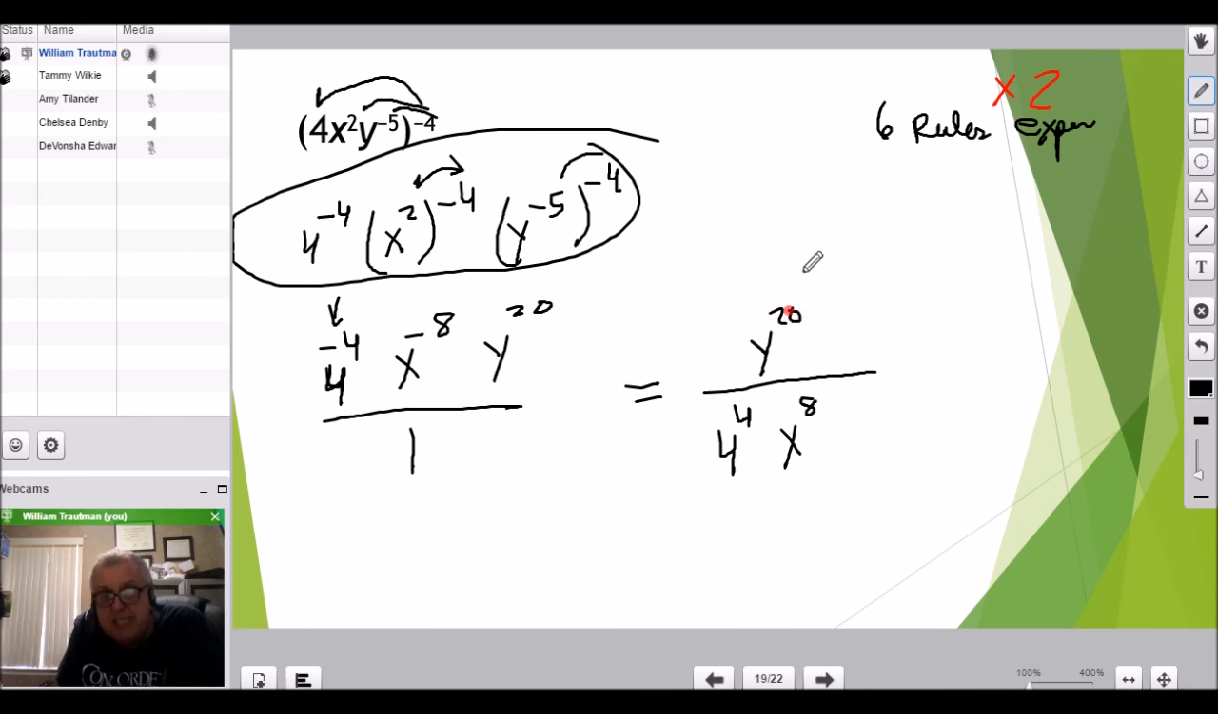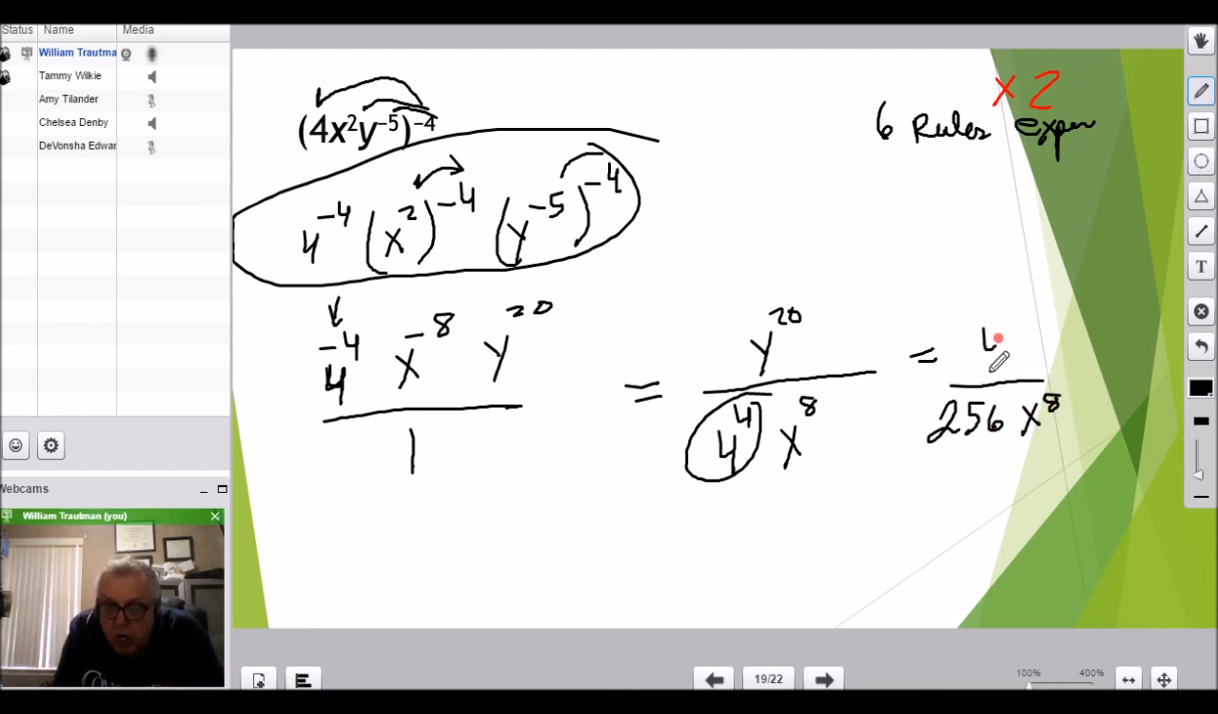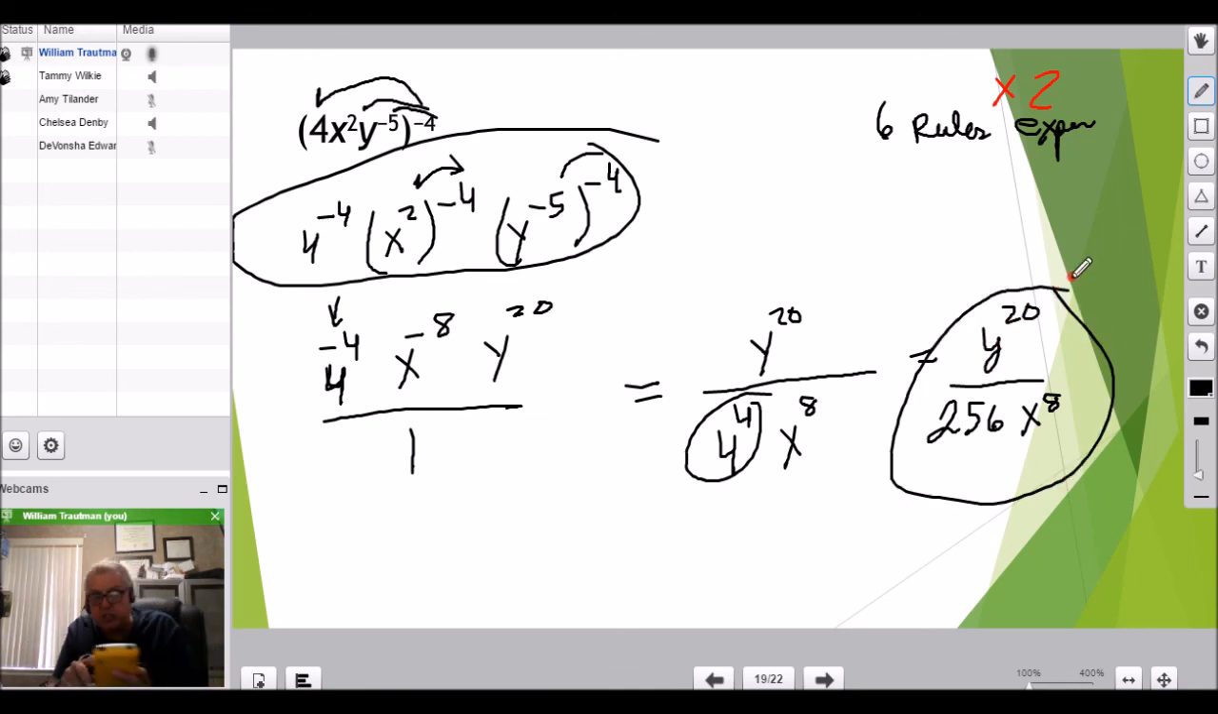So once again, this is what we're learning this week in the homework. The only thing left in this problem to do is do 4 to the 4th power. You have to actually do that. And 4 times 4 times 4 times 4, or 4 to the 4th power, is 256. X to the 8th, y to the 20th on top. So this is what your answer would look like.